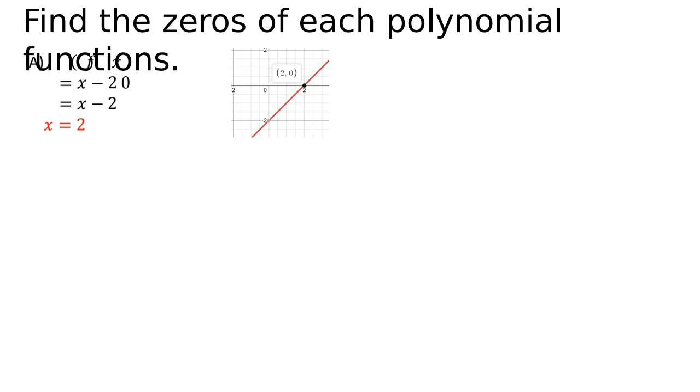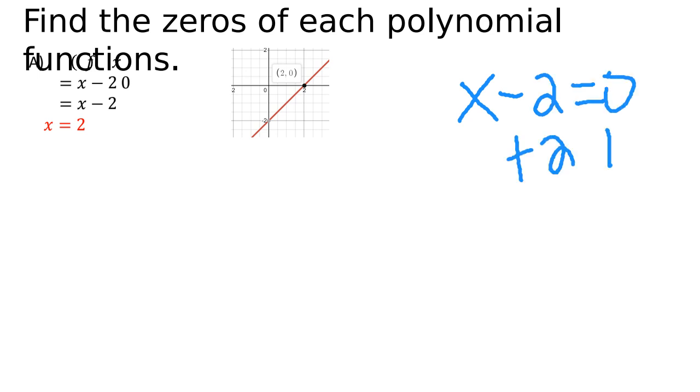So you do x minus 2 equals 0, and then add 2 on both sides, so x equals 2. And if you notice, this polynomial is to the first degree, so we only have 1 zero.